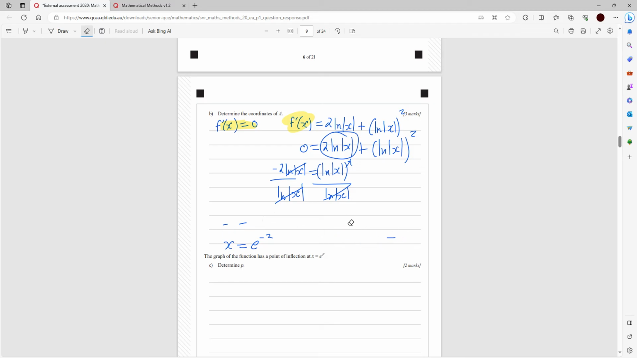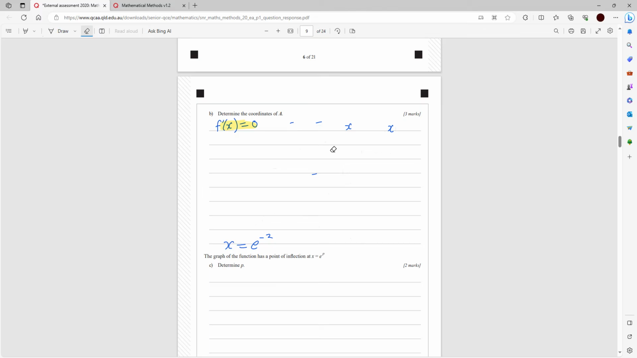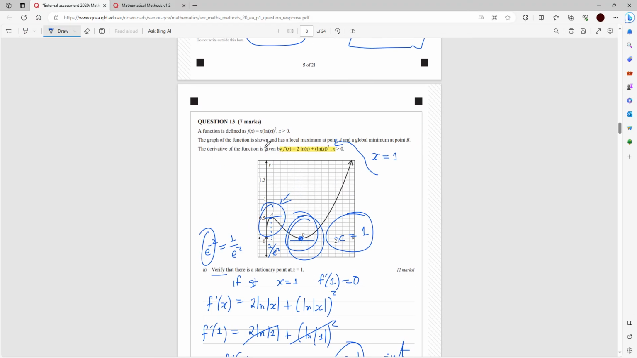So now that we found the x value for the stationary point at the point A, we need to find the y coordinate, because notice the question says determine the coordinates. It should just be coordinate of A because there's only one. The coordinate of A means an x and a y. We've got an x value here, but we need a y value. But remember, we can work it out because we got given our function earlier.